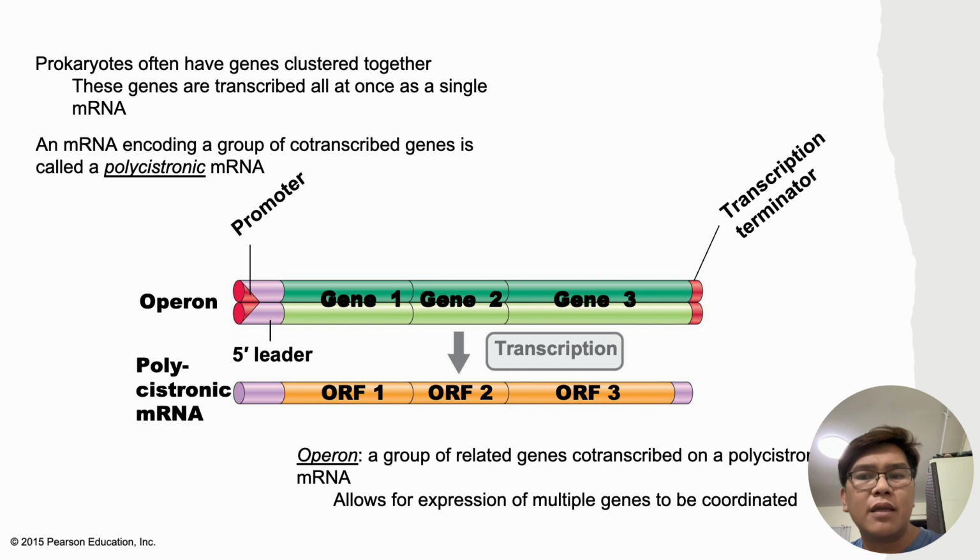On the other hand, operon is defined as a group of related genes co-transcribed on a polycistronic mRNA and allow for the expression of multiple genes to be coordinated. Specifically, when we refer to the genes, we call it operon, but when we refer to the mRNA, we describe it as a polycistronic mRNA.